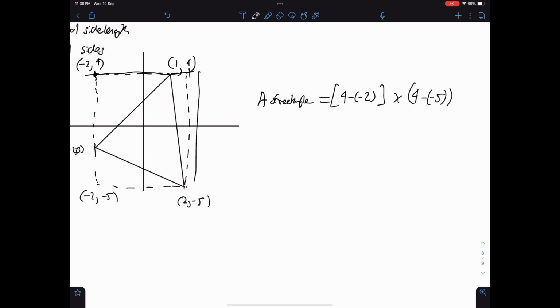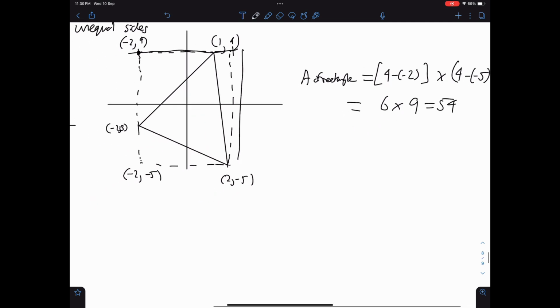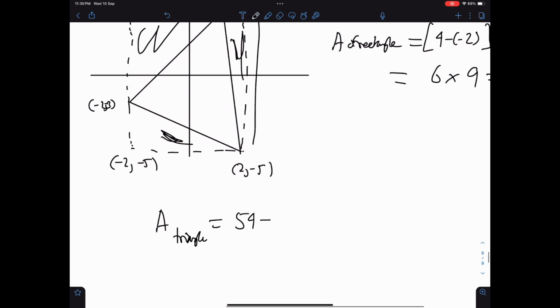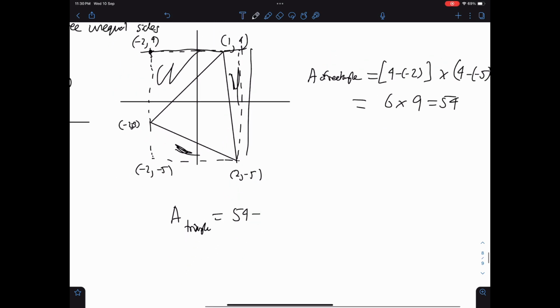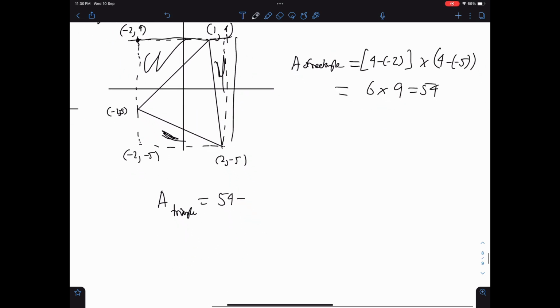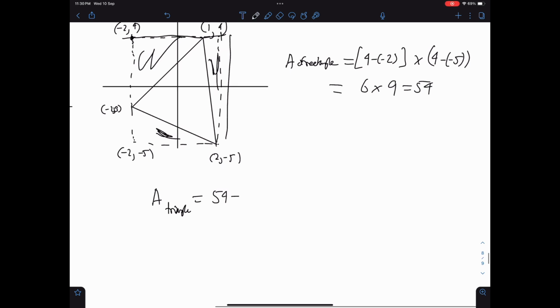So that's 6 times 9, which is 54. And now what we can do to get the area of the triangle is just subtract these three triangles away. So we'd say the area of the triangle is equal to 54 minus, and remember we do our half, this is where our half base times height comes in, because now we've got nice right angled triangles. We don't have to use trigonometry to find out the height.